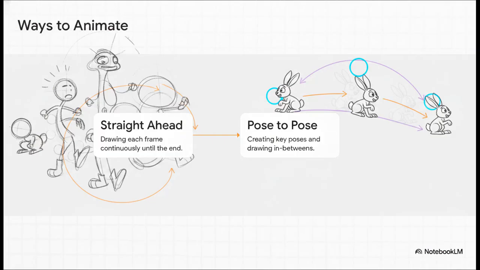So, how do we actually execute this on the canvas? There are 2 foundational ways to animate. Step 1 is straight ahead animation, which is where you just animate frame by frame from start to finish. It's incredibly spontaneous, it's fresh, and it is absolutely amazing for wild, unpredictable action. But the risk? Your character's volume and proportions can slowly morph and just get totally lost.